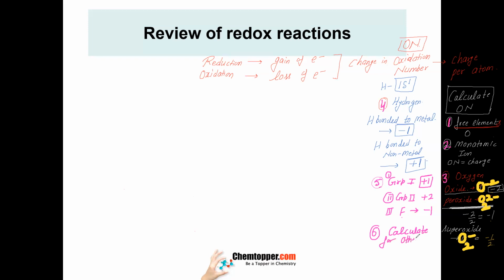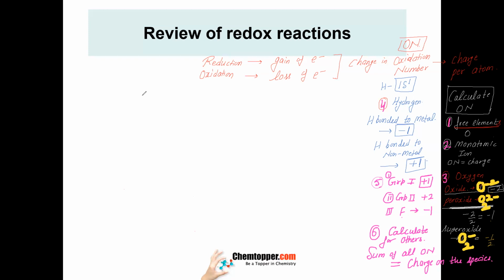Now how to calculate for others? The sum of all oxidation numbers will be equal to the charge on the species, on the compound, molecule, ion, whatever. If there is no charge, if it is neutral, then 0. If it is with some negative or positive charge, put it equal to that charge. You will understand this better with the help of examples.